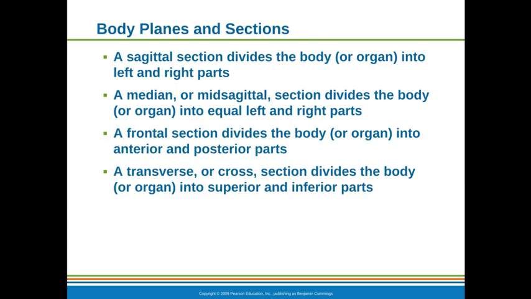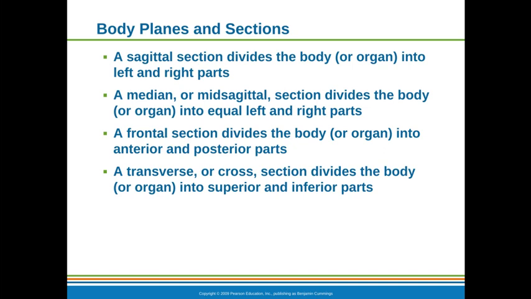Okay, so we also have body planes and sections. Now, a sagittal section divides the body into left and right parts. So it's along a vertical line because, again, we are in anatomical position. A median or mid-sagittal section divides the body into equal left and right parts. So we take that sagittal and then we add mid. That is only going to be superficially though. When we say equal left and right, we don't mean identical.